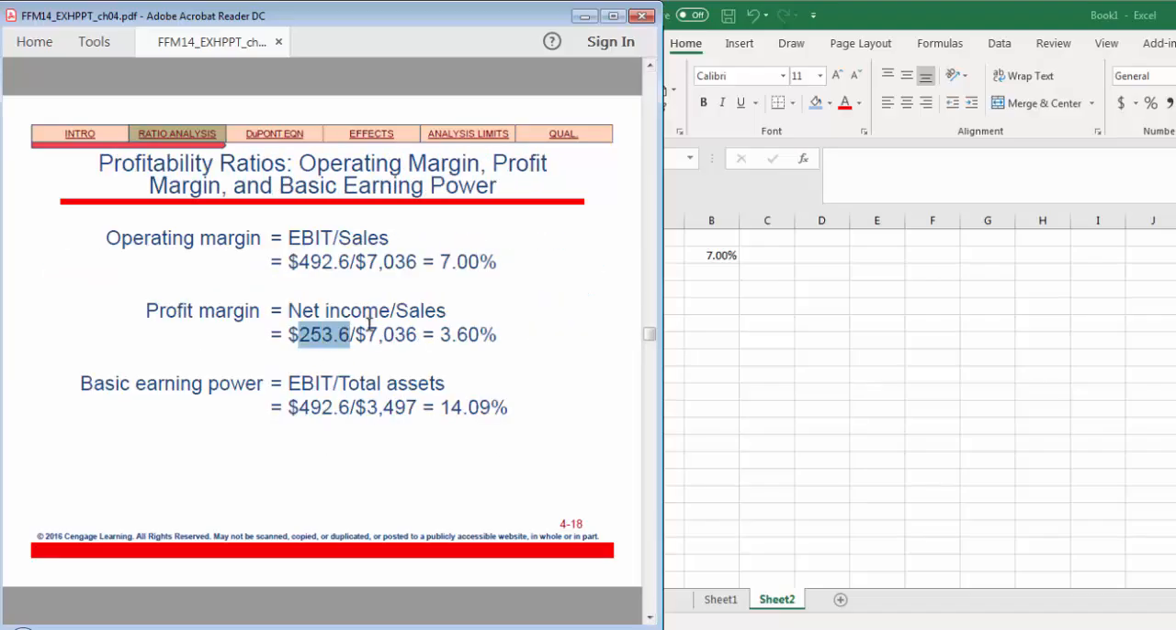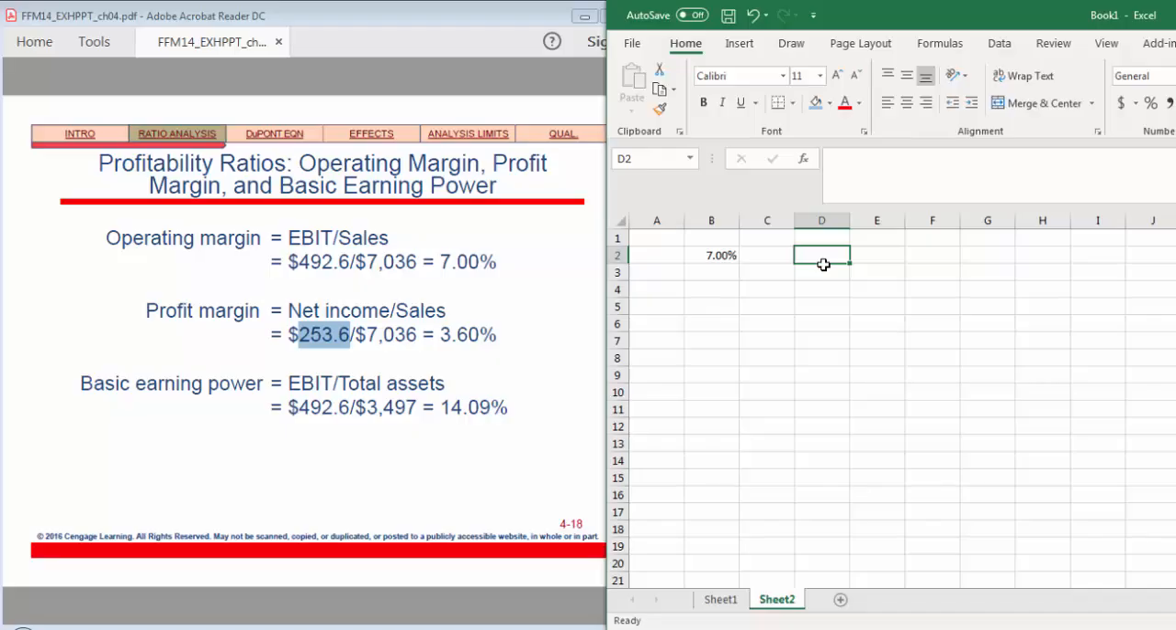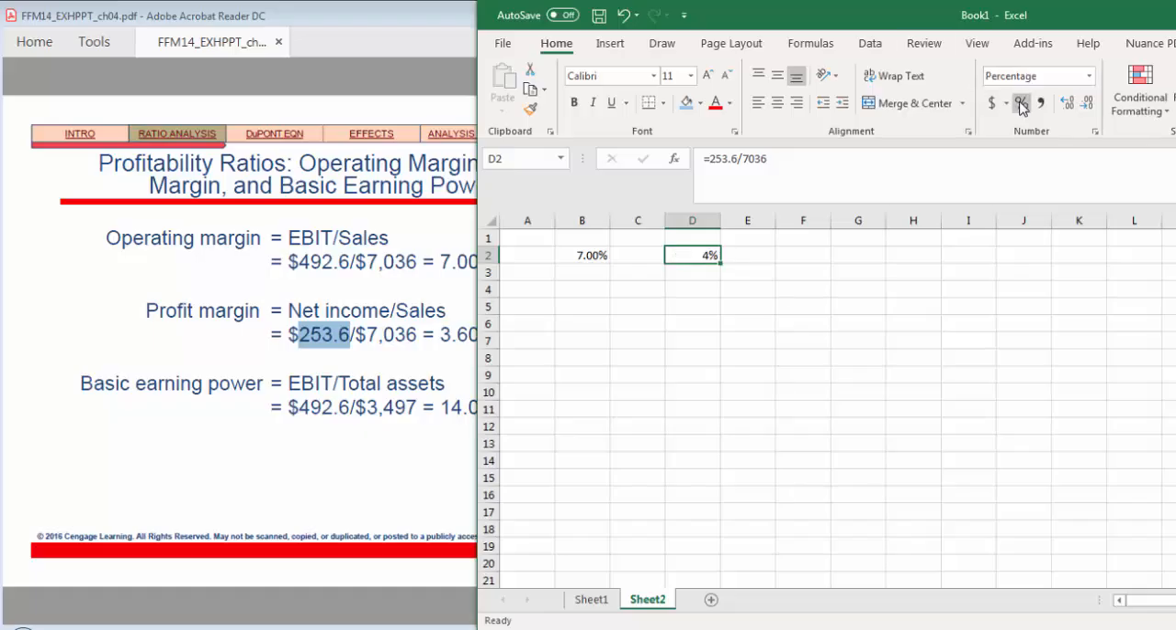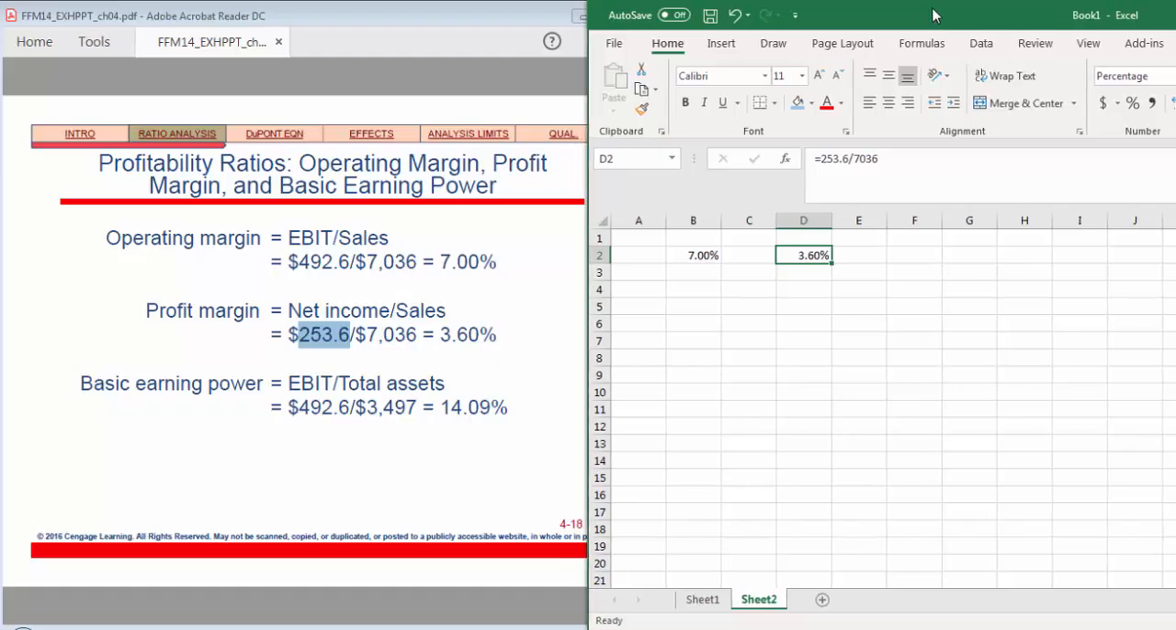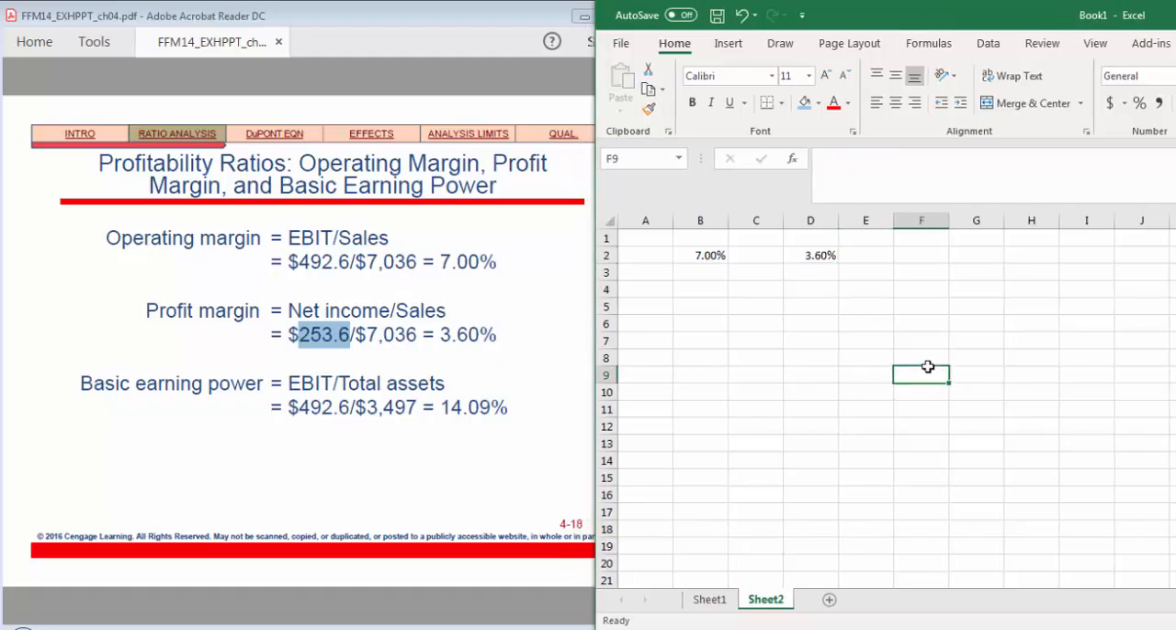So here you go, net income. And again, the trailing numbers have just been condensed to make it easier to calculate, and just right here, divided by 7036. That's the total sales. This is approximately 3.60%. Again, is it good?